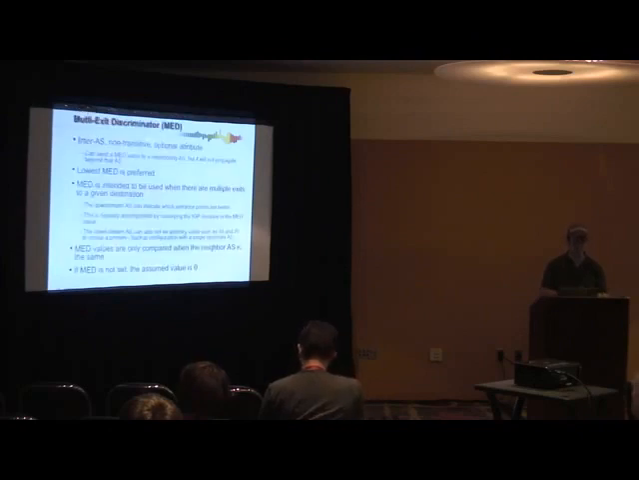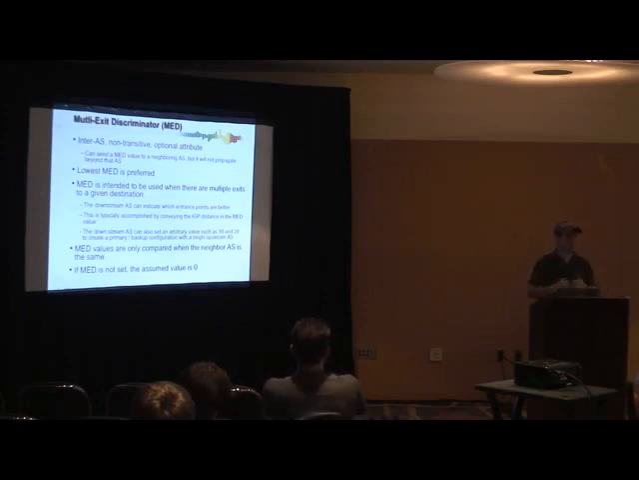MED, multi-exit discriminators. So this is an inter-AS non-transitive optional attribute. So that means you can send a MED value to a neighboring AS, but it won't propagate beyond that AS. The lowest MED is preferred, and MED is intended to be used when there are multiple exits to a given destination, so that way the downstream network can indicate which entrance points are better than which other entrance points. One way that you can do this is you can set an arbitrary value. If you want a primary backup configuration, you can say MED on the primary is 10, MED on the backup is 20, and you can always force traffic to use the primary.